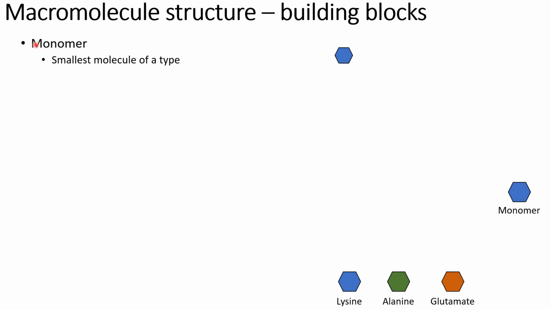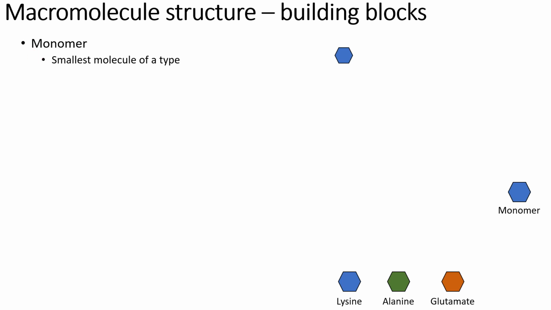So as a reminder, a monomer is a single molecule. If we think of a protein or a carbohydrate, that's going to be the smallest molecule that is still classified as that type of thing. Here we can see our hexagon, which serves as a monomer. In this case, we're imagining it's a protein. The blue is the amino acid lysine, green is the amino acid alanine, and the orange is the amino acid glutamate. So here we have a monomer of lysine, which is one building block of a protein. That's the smallest component that we can have that still is classified as an amino acid or a protein.